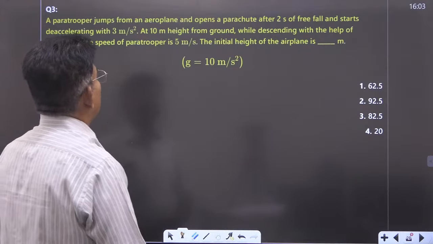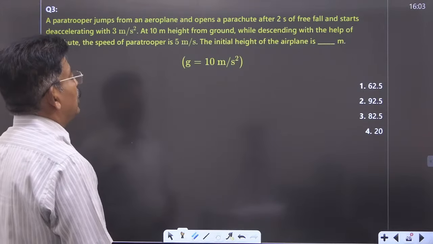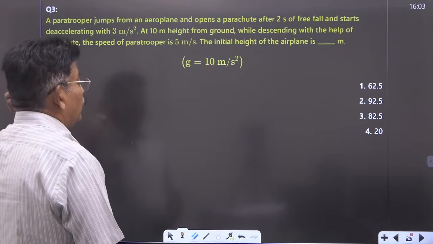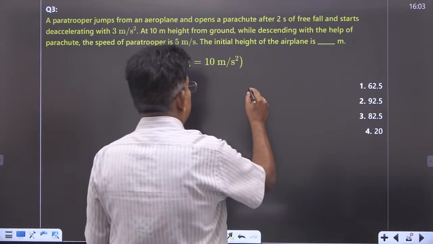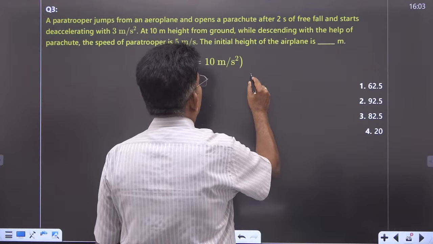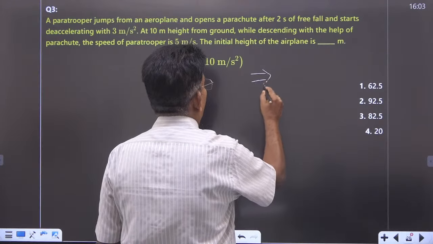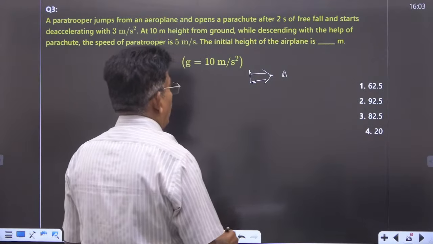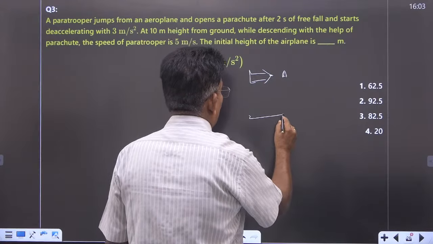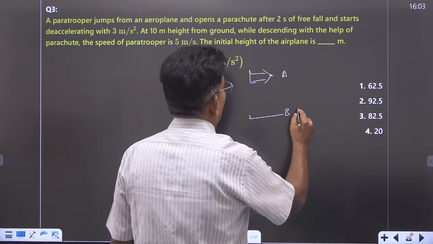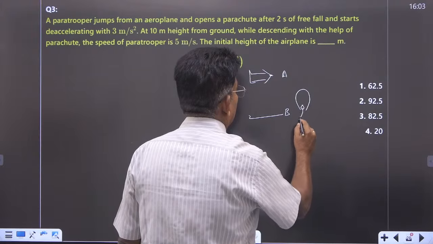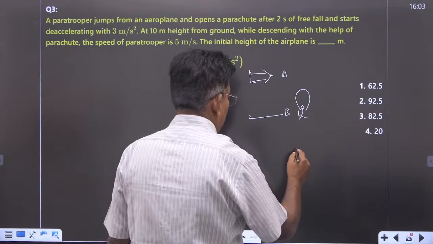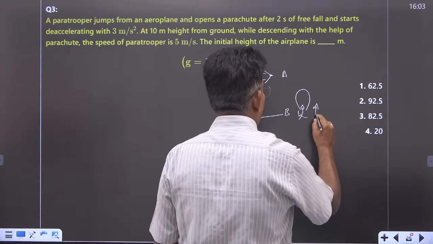Now, a parachute jumper jumps from an aeroplane, opens the parachute after 2 seconds of free fall, and starts decelerating, until the height of 10 meters when it reaches. So 3 stages. This initial stage, he jumps out of the aircraft at the point A. Then, when he reaches the point B, the parachute opens. He's coming down on the parachute, isn't it? And he's having an acceleration opposing it upwards.